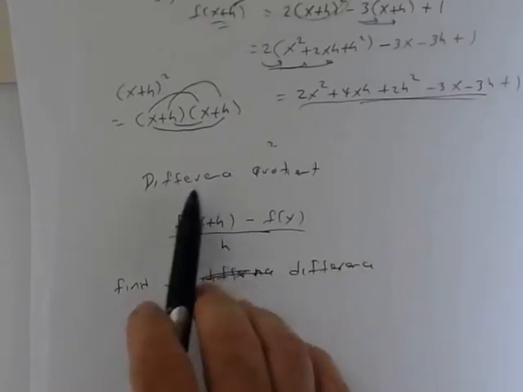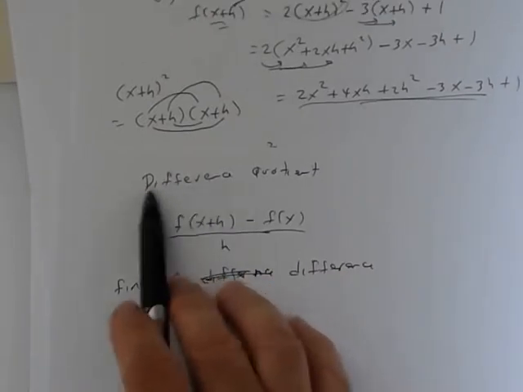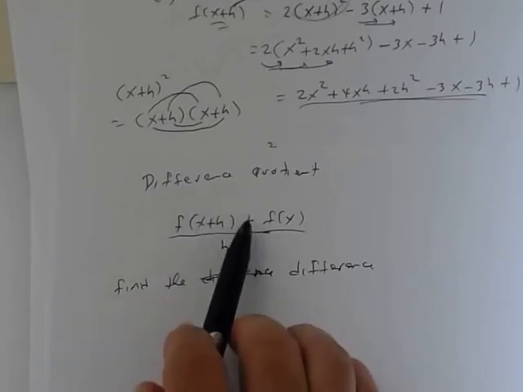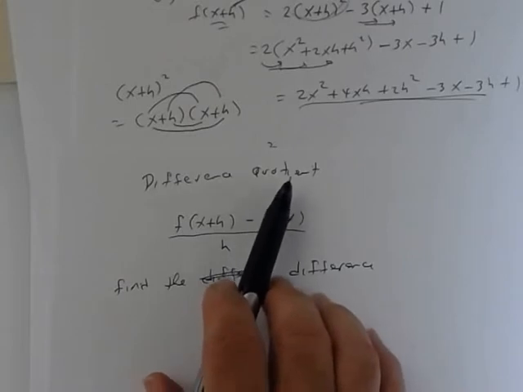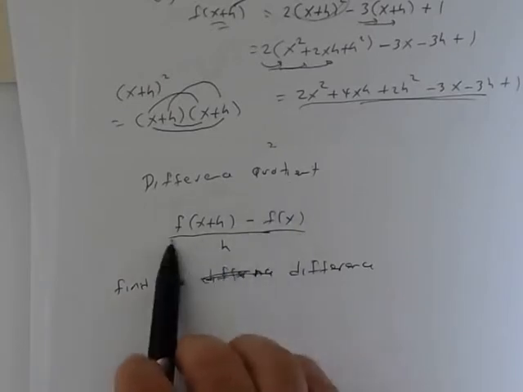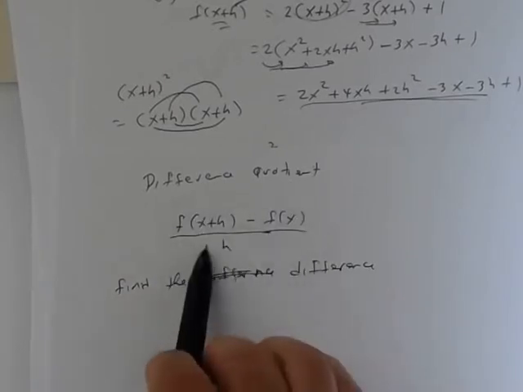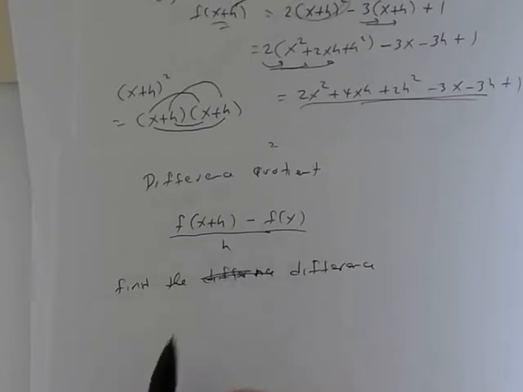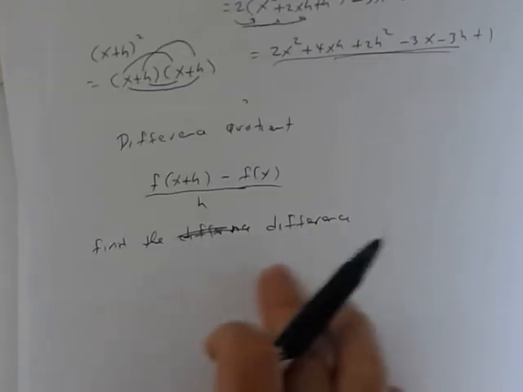Now, make sure you understand why the word difference is used. What word comes to mind when you think of difference? Subtraction. Do you see a subtraction? You see a subtraction, right? What comes to your mind when you think of quotient? A division. But do you see a division? Numerator divided by denominator. So hence, that's why it's called the difference quotient. Difference and then quotient.